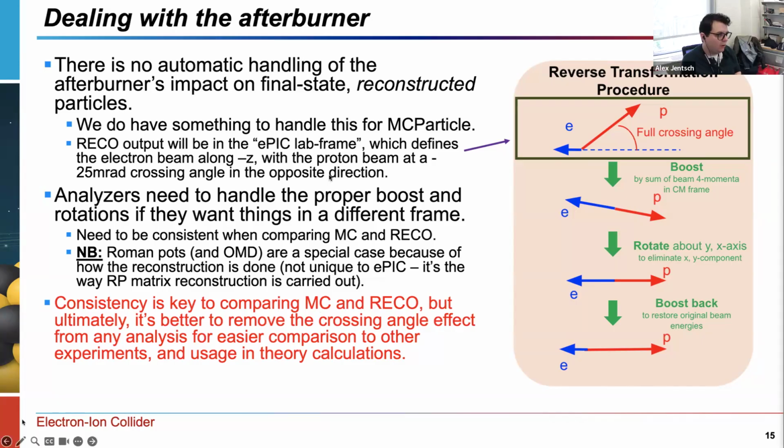And as I said, there's no automatic handling of this for the reconstructed particles at the moment, because we haven't exactly figured out what branches we would apply this to, because it can very quickly generate confusion. There is a little bit of a special case with the Roman pots. It's a little bit more detail than we need for this talk, but if you're curious about it, you can ask me later.